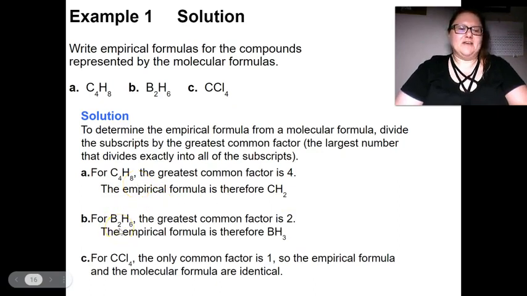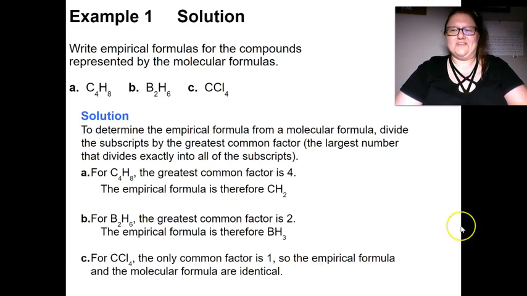For B, we have B2H6. The largest number that I could divide both of these by would be 2. So dividing 2 by 2, I get 1 for boron. Dividing 6 by 2, I'll get 3 for hydrogen. BH3 is the empirical formula. B2H6 is the molecular formula. And finally, not sure why the textbook did this, but this was the exact same example we gave for keeping the empirical the same as molecular. So we're seeing that a second time.